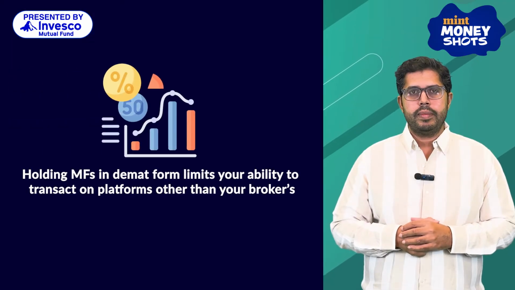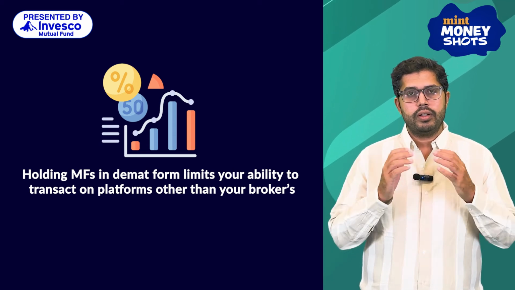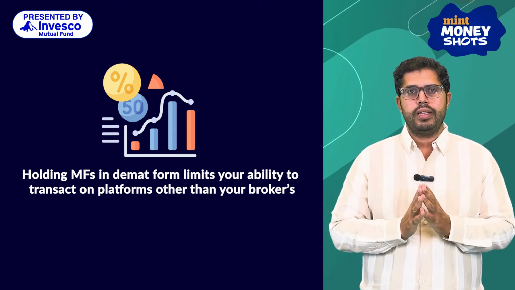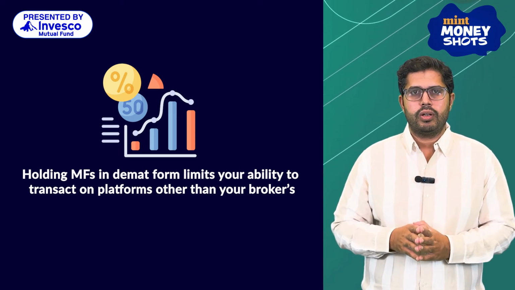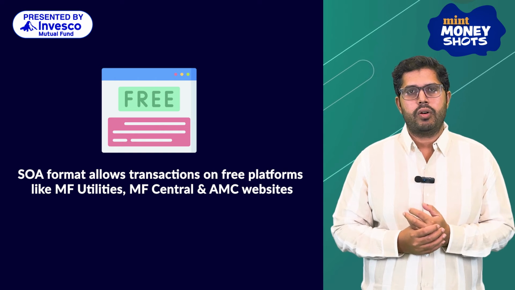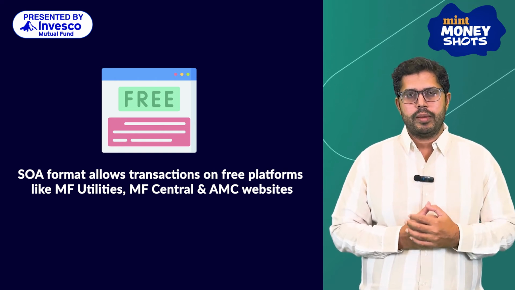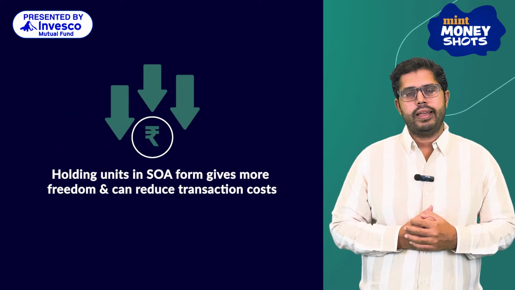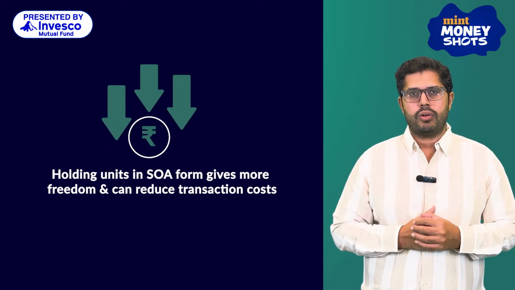Holding mutual funds in demat form limits your ability to transact on platforms other than your brokers, potentially increasing transaction costs and limiting access to certain features. By contrast, SOA format allows transactions on free platforms like MF Utilities, MF Central, and the AMC websites. Holding units in SOA form provides more freedom and can reduce transaction costs.